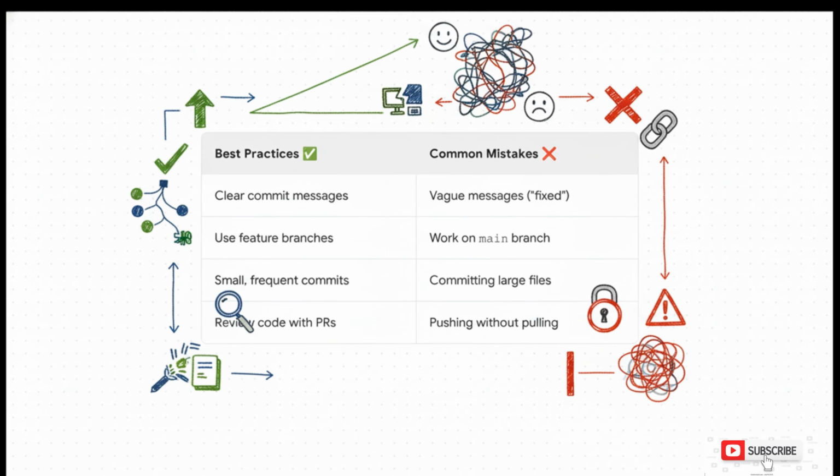On the left, we've got the good habits. Write clear commit messages, always work in branches, review code with your team. And on the right, the stuff you want to avoid. Lazy messages like updates, working on the main branch, or committing secret info. Stick to the column on the left, and you'll be a fantastic teammate.